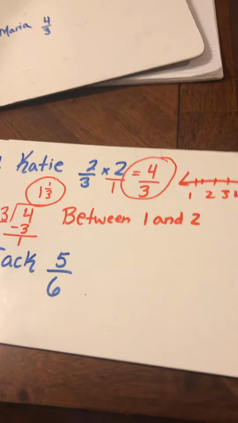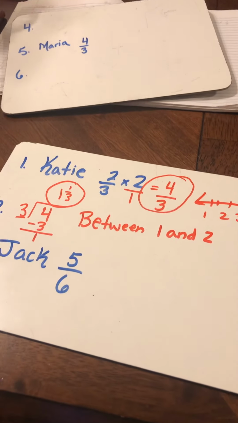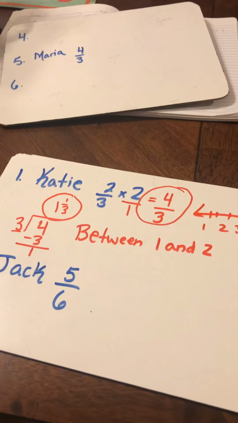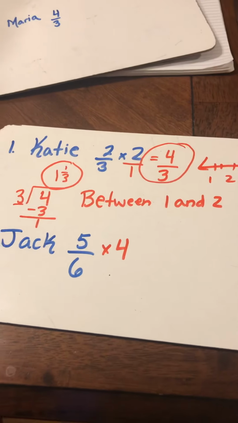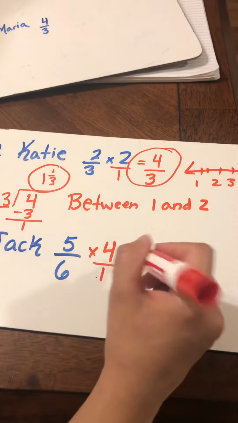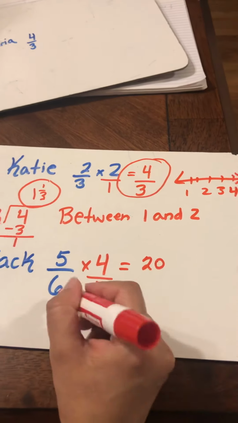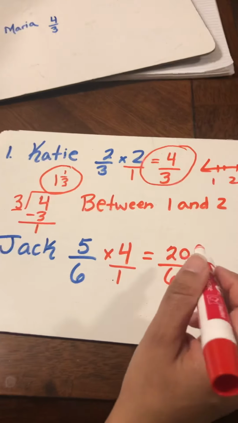Okay, number 3, Jack spends about 5/6 miles at the meeting. So how much will Jack walk after 4 meetings? Okay, so times 4. 5/6 times 4. So I'm just gonna put a 1 under the 4 and multiply my numerators. So 5 times 4 is 20. And 1 times 6 is 6. Okay, so my answer for number 3 is 20/6.